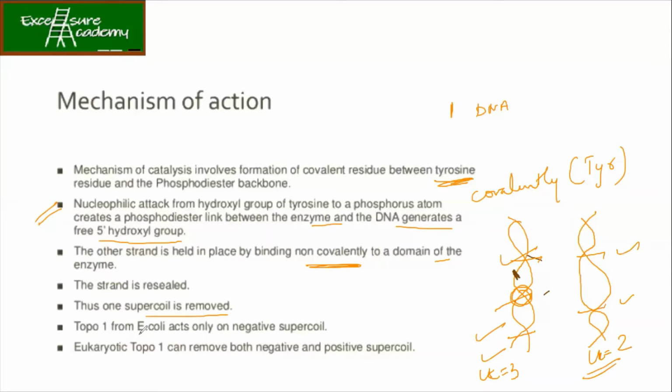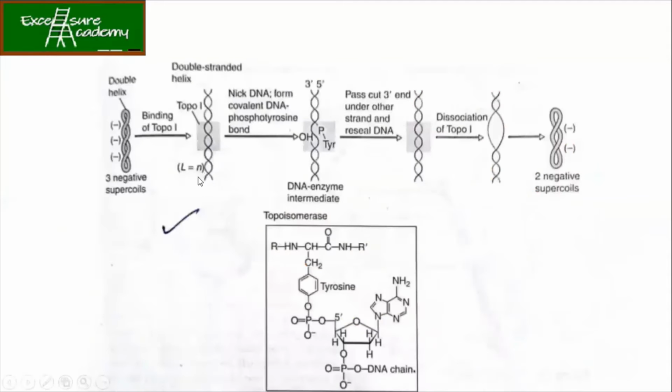Now please remember, topoisomerase 1 from E. coli acts on negative supercoils. Okay, and it can remove both negative and positive supercoils. Now what are negative and positive? It is just the direction. If it is right handed, we call it positive. If the helix is left handed, we call it negative, simple. Okay, now let's see the figure. So you have got over here the double helix.